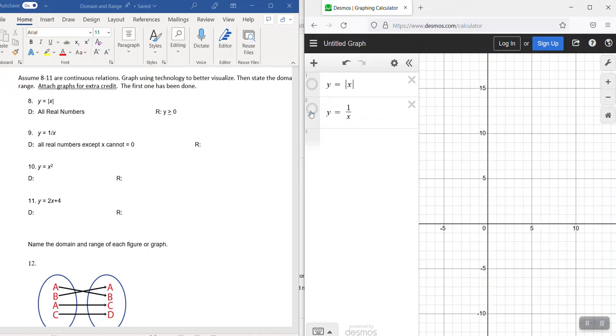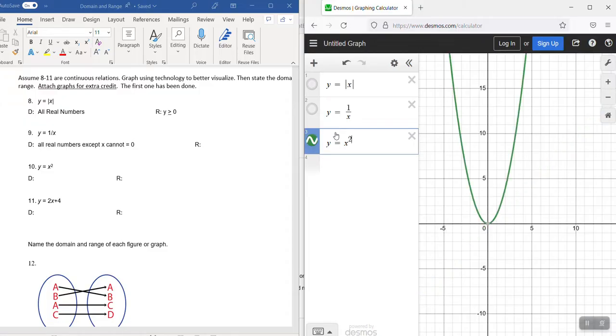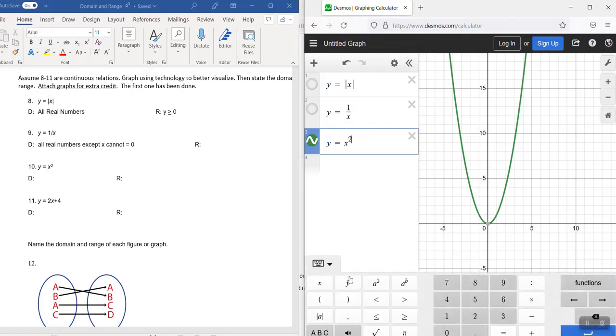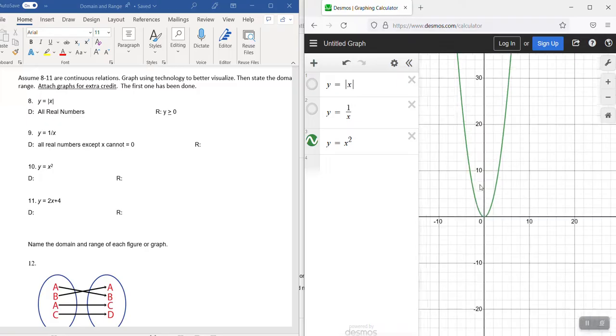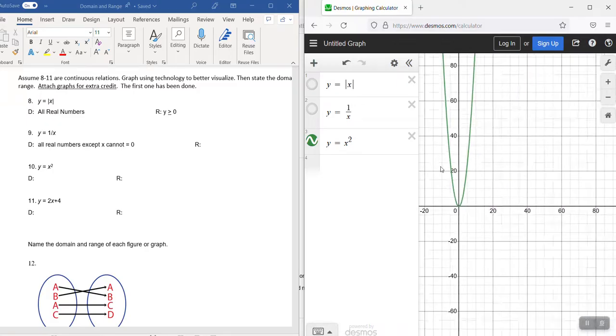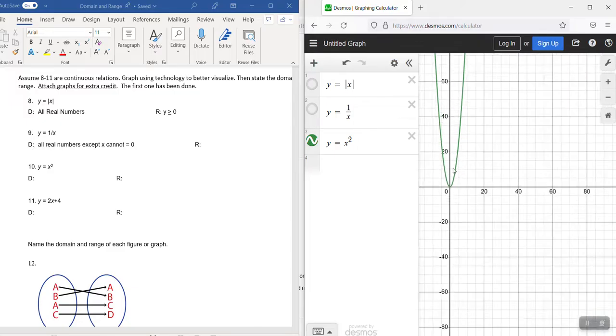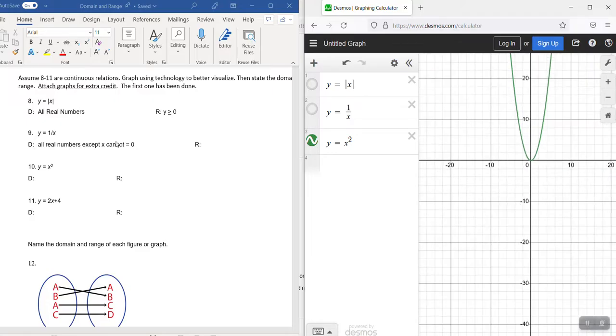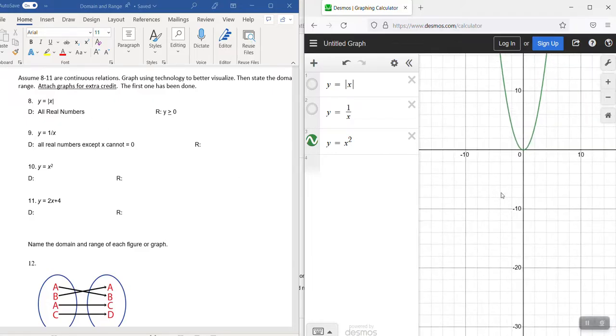For Y equals X squared, for the squared button, you can do shift and then the 6 key to do an exponent, or you can pull up the Desmos keypad and do the X squared using this button here. And then I can see that X can be all real numbers again. Even though it looks like it doesn't get over here, it will if I go high enough. And then for the range, again, it's like the first one, like number 8, it'll never be negative. So the Y values will always be greater than or equal to 0.